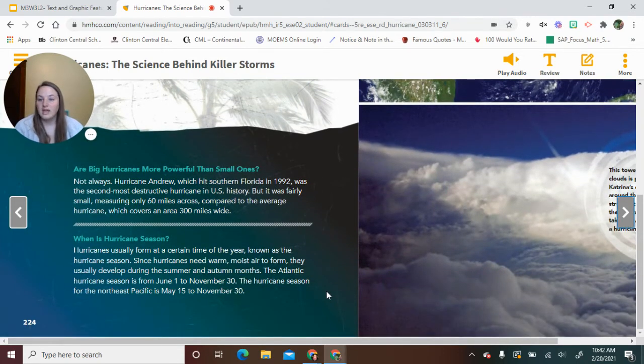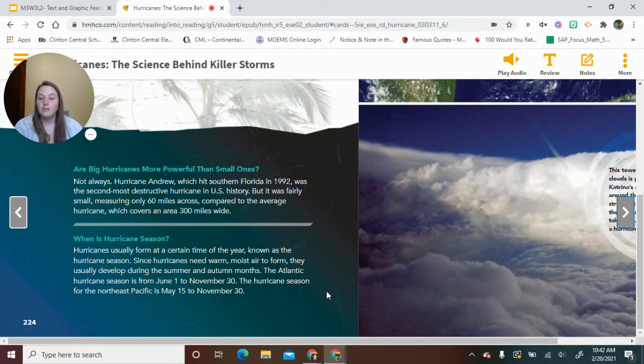Are big hurricanes more powerful than small ones? Not always. Hurricane Andrew, which hit southern Florida in 1992, was the second most destructive hurricane in U.S. history. But it was fairly small, measuring only 60 miles across, compared to the average hurricane, which covers an area of 300 miles wide. When is hurricane season?